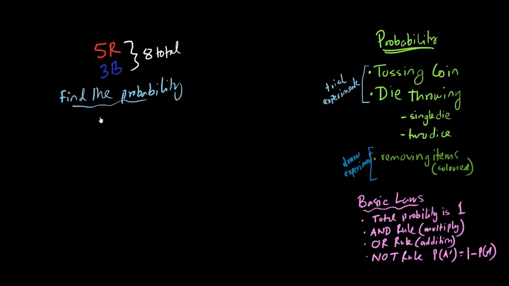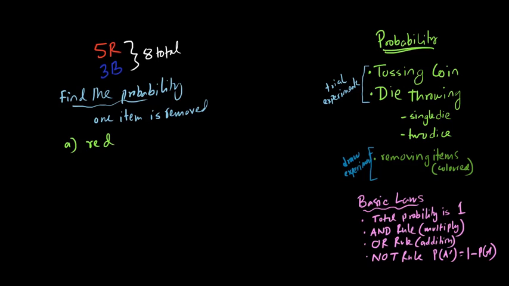So now you have to find the probability. One item is removed. You have to find the probability. Question number A: that it is red. If one item is removed and you have to find the probability that it is red, this is very, very simple.